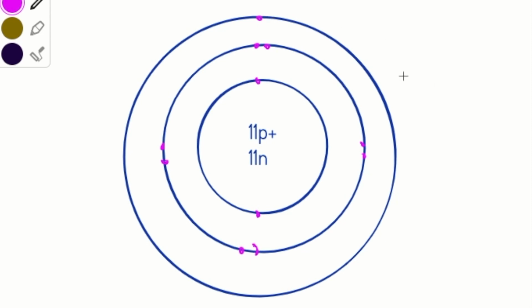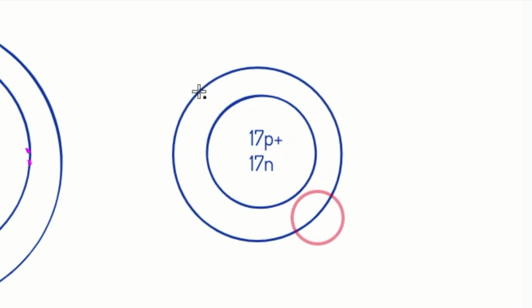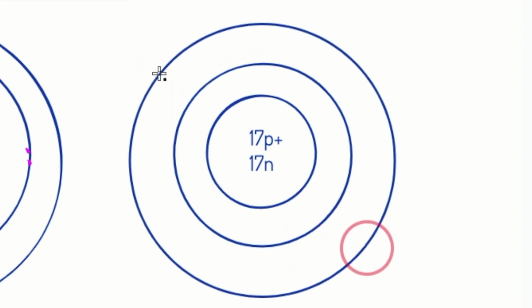So now I'm going to draw chlorine. Okay, chlorine is over here. And chlorine is 11, 12, 13, 14, 15, 16, 17. So the atomic number for chlorine is 17. So I'm going to draw chlorine here. I'm going to put 17 protons, 17 neutrons. Okay, and let me draw the orbitals. So I know it's going to have 3 orbitals because it's in the 3rd row of the periodic table.